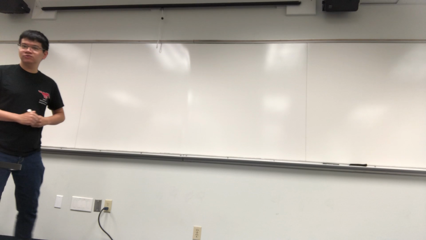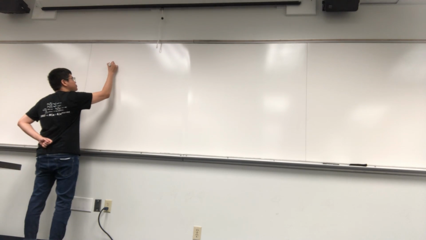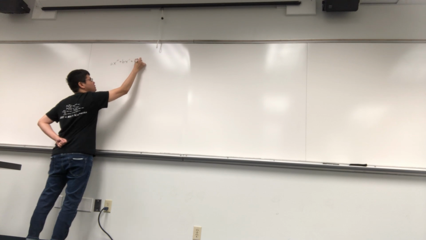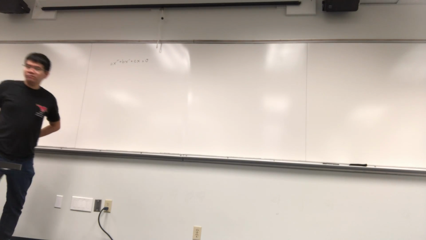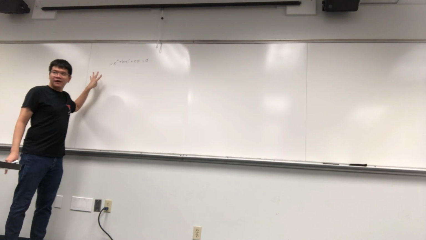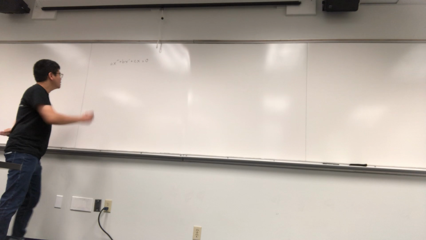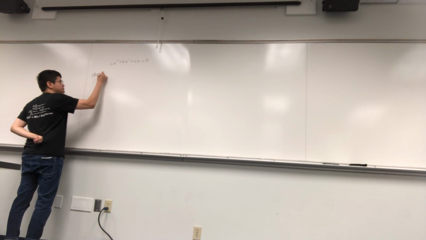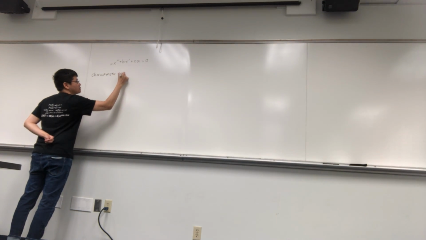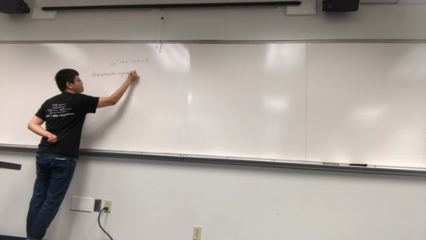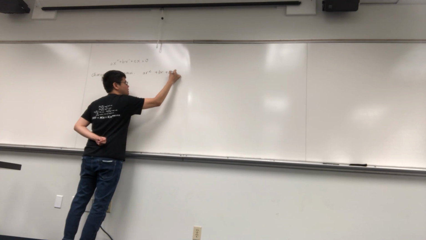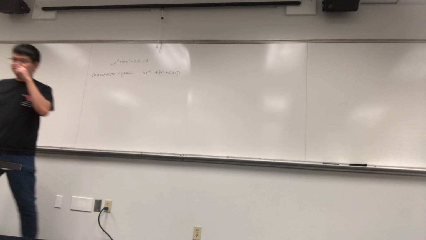Last time we were trying to study second order differential equations with constant coefficients. The general method is to look for a characteristic equation of this equation. So the characteristic equation will be of the form ar squared plus br plus c equals 0.